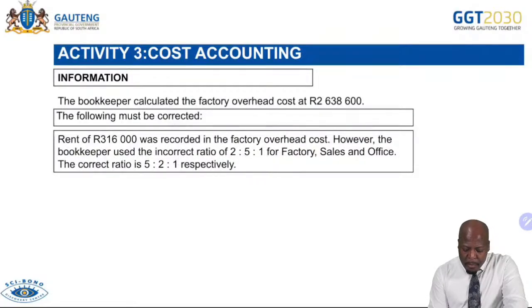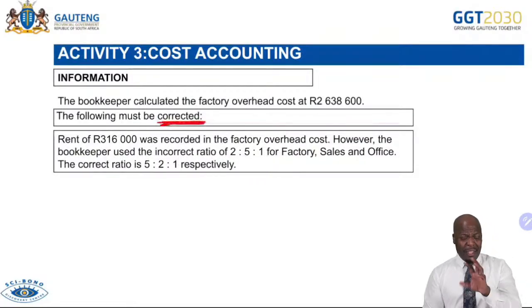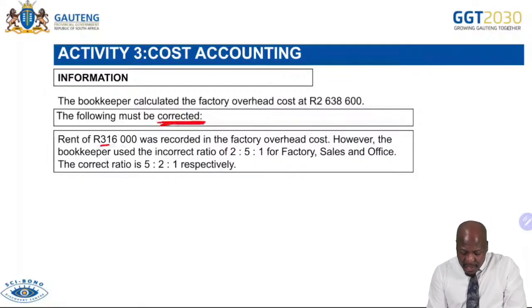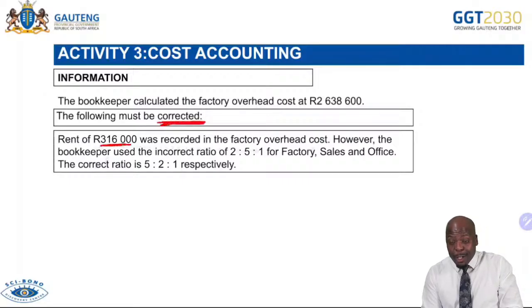the following must be corrected. This is different now. This is different because earlier on, these were amounts that were omitted. But in this one, we have to do correction. In other words, we're dealing with an error now. Let's hear. Rent of 316,000 was recorded in the factory overhead cost. In other words, it's in here. The rent of 316,000.